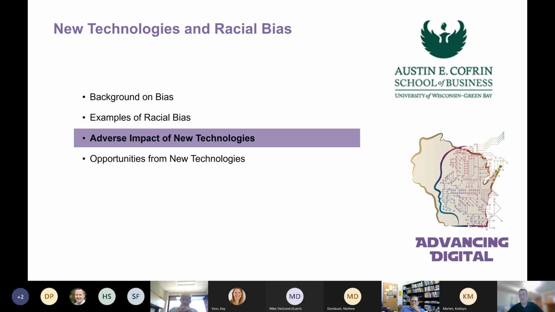Any questions about racial bias or the different types of bias and racism? All right, then let's get into the core here of how does all of this play out in technology.